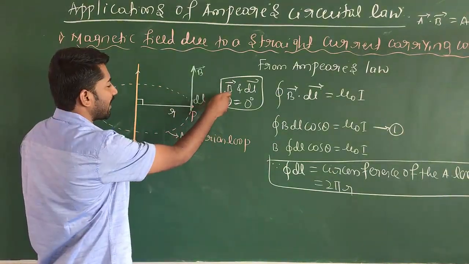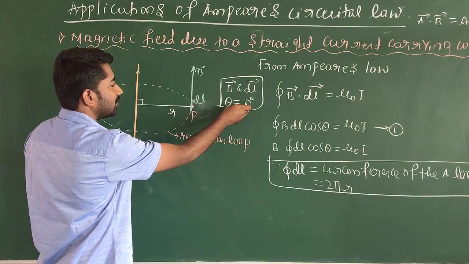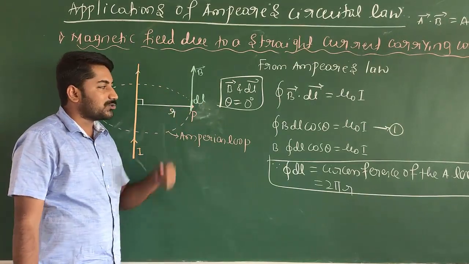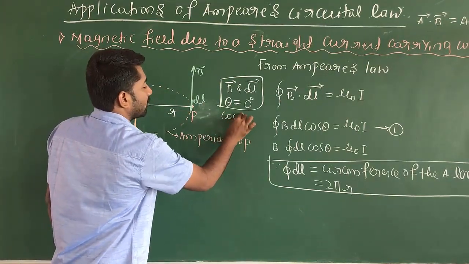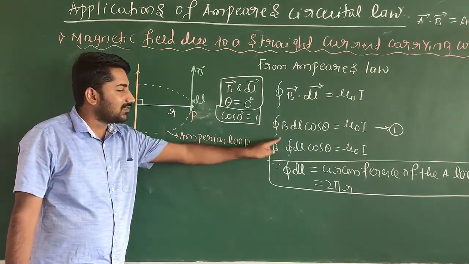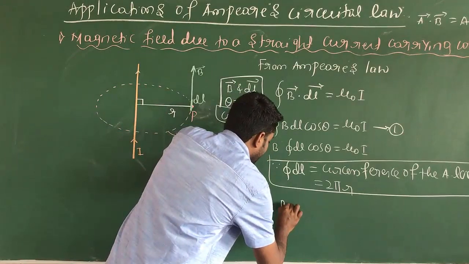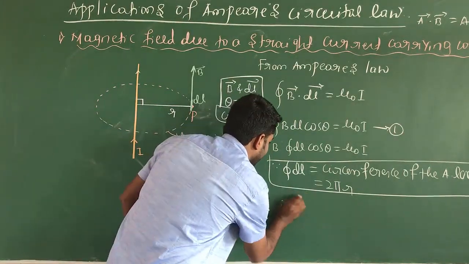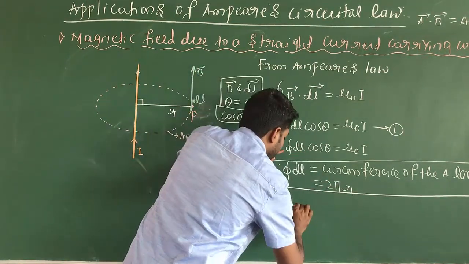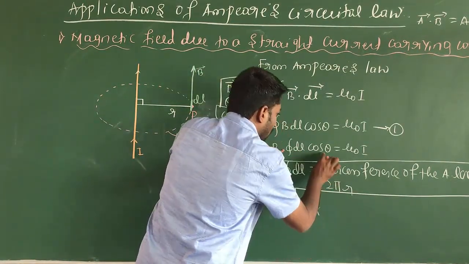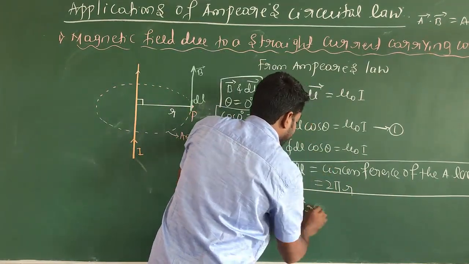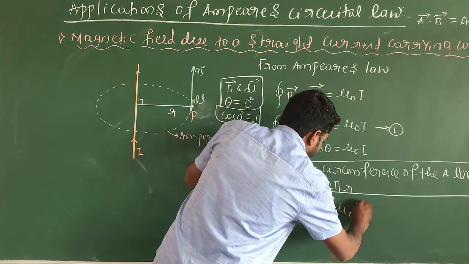There is no angle between B and dl everywhere on this Amperian loop. Then theta equals 0 degrees, and cos 0 degrees value is 1. Then you write this equation as: the magnetic field B into the line integral of dl, that is the circumference of the circle, 2 pi r, into cos 0, which is 1. Then B into 2 pi r is equal to mu naught into I.